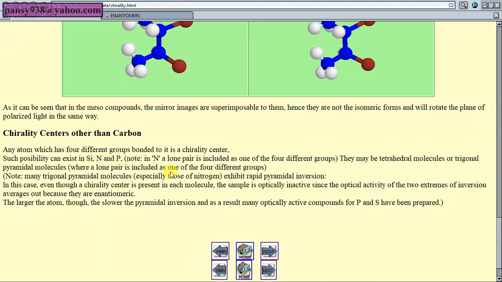Note that in nitrogen the lone pair is included as one of the four different groups. Many of the compounds of sulfur and phosphorus have been prepared having chirality and optical activity, and they are medicinally important compounds.